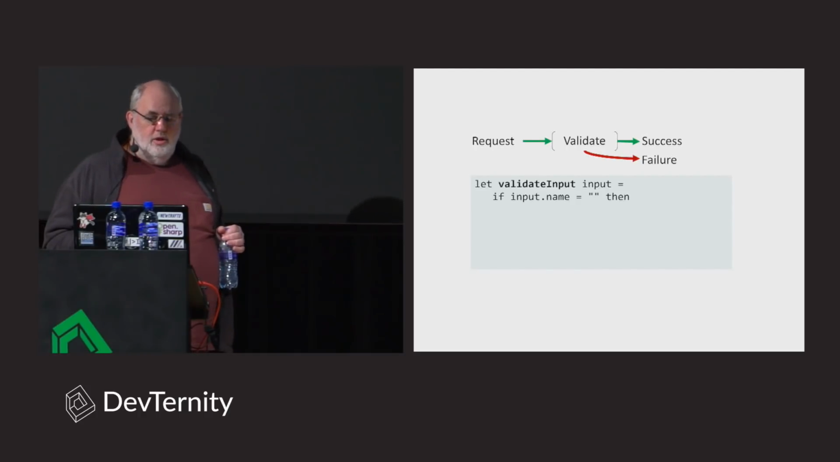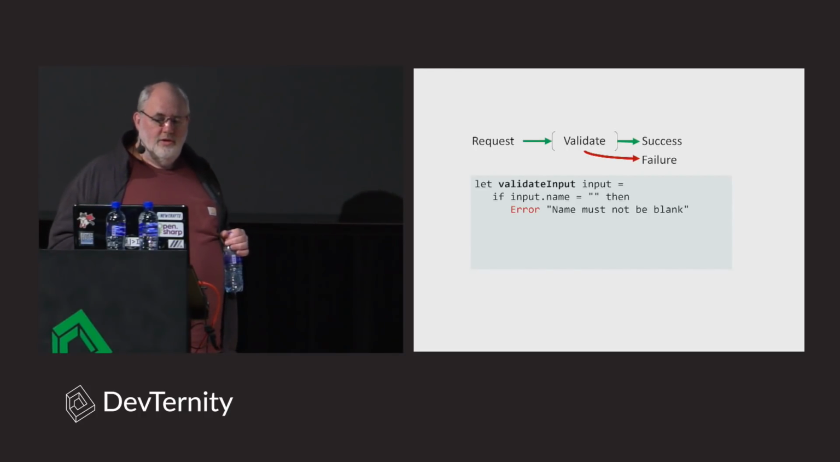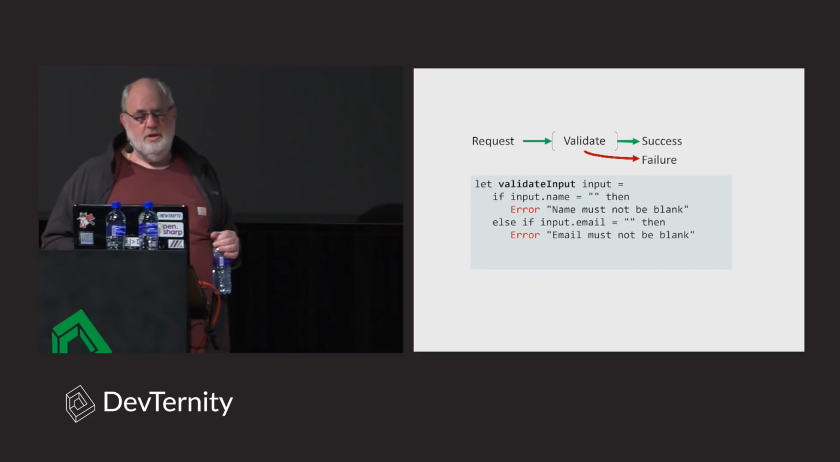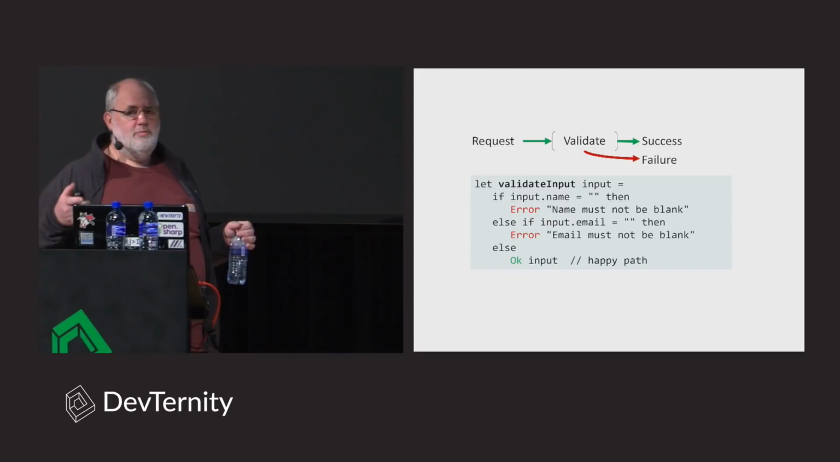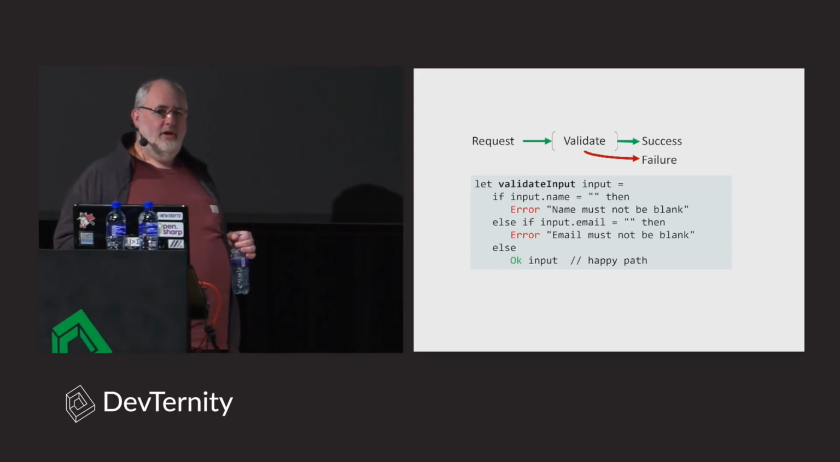And then we use it in code like this. We say, if we're validating something, say if the name is blank, that's an error. If the email is blank, that's an error. Otherwise, it's good. So this is a typical little bit of validation code that you might have in your web application.